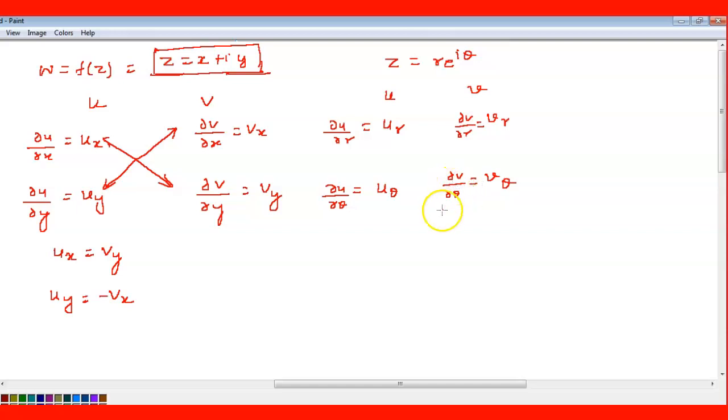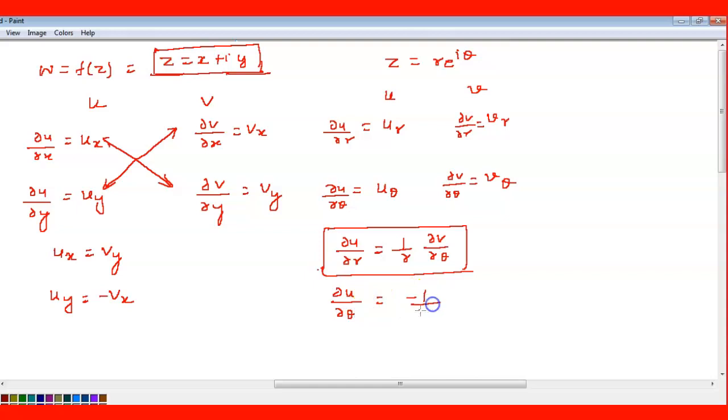Any doubt till here? So if you do this, we get the condition del u by del r equals 1 upon r of del v by del theta, and another condition, del u by del theta equals minus 1 upon r del v by del r. If both conditions hold, then this f of z is said to be analytic, meaning this function f of z is differentiable. In real numbers you say differentiable, but since we are studying complex functions, we say the function f of z is analytic, so you can differentiate.